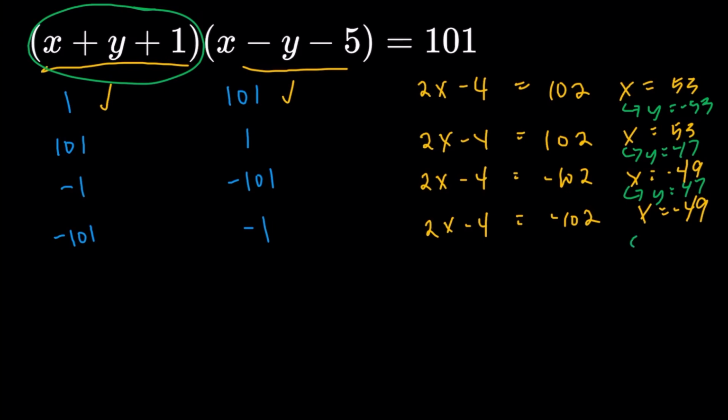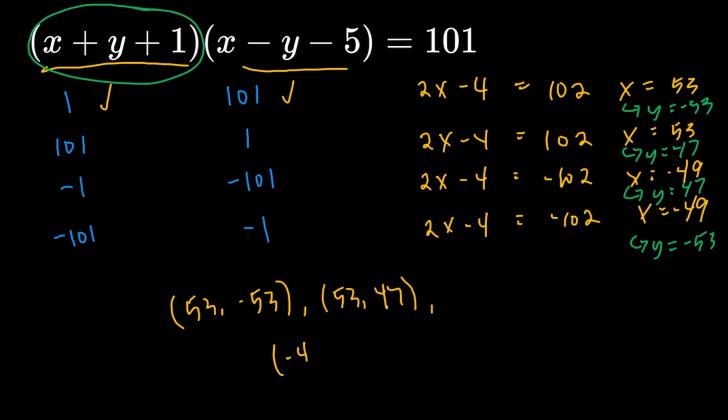So we have 4 possible pairs of x and y. Those are the 4 pairs. The first one is 53, negative 53. The second one is 53, 47. The third one is negative 49 and 47. And then the last one is negative 49 and negative 53.